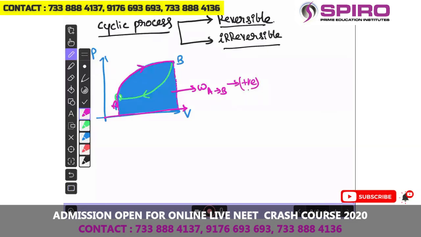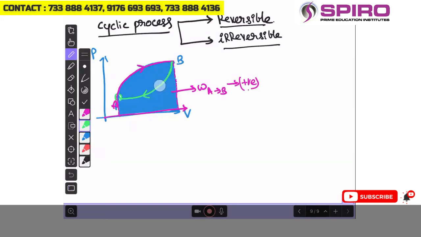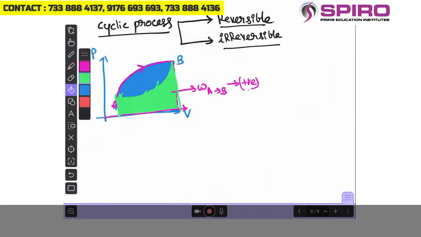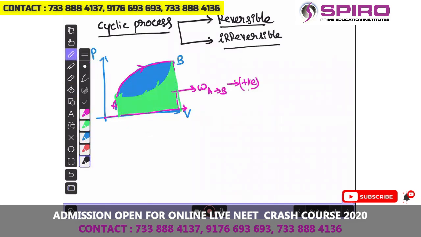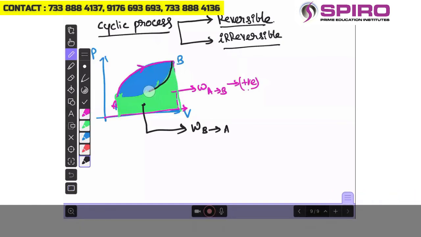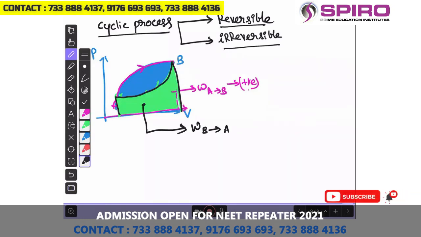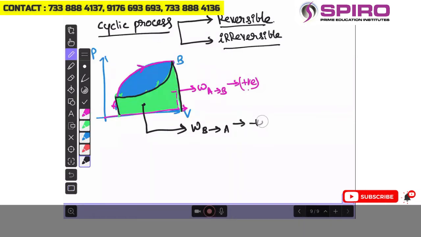And you see the curve that is coming from B to A. This area in the process B to A clearly indicates the work done in the reverse process, the work done from B to A. You see what happens to the volume in the process B to A? Volume is decreasing. This is said to be negative work. So that's why B to A is negative work.